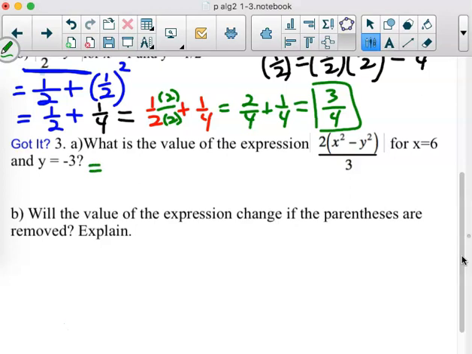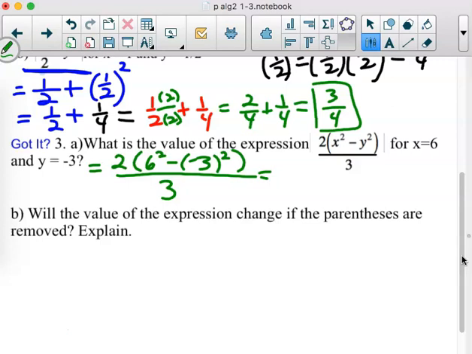If somebody got a -2, what did they do? 2 times 6 squared minus -3 squared. Now notice I use double parentheses. Whenever you put a negative in, when you substitute that into an expression, you should be using parentheses, especially if you're going to grab a calculator to do some of the math, which we don't want to do at this point. And that's all divided by 3.